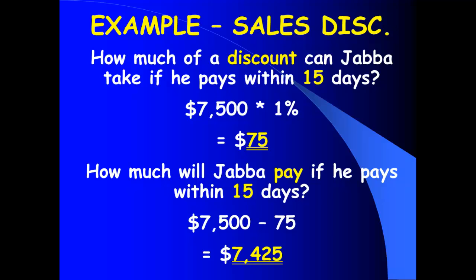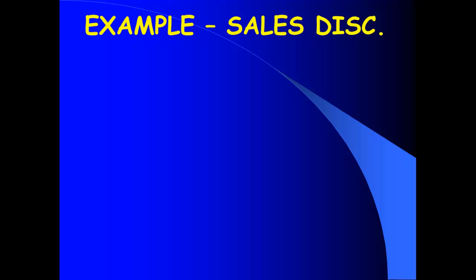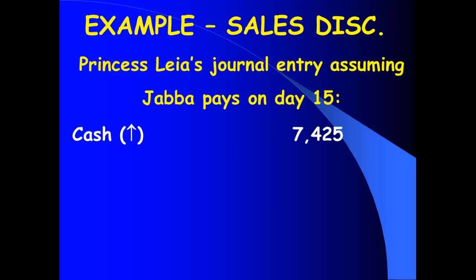Let's make a journal entry. Assuming he takes the discount. What do I have more of? Cash. How much more cash do I have? $7,425. That asset goes up with a debit. What do I have less of? Didn't sell him anything now. He's just paying me right now. Paying me what he owes me. What do I have less of?